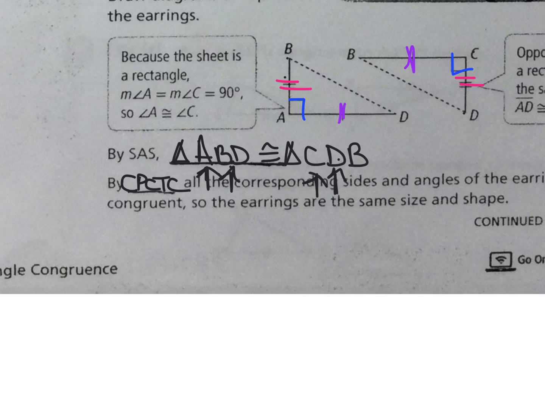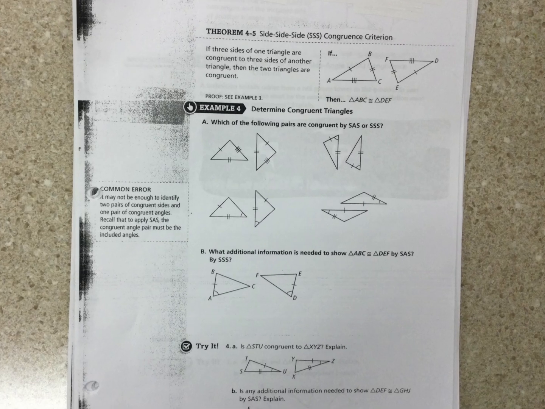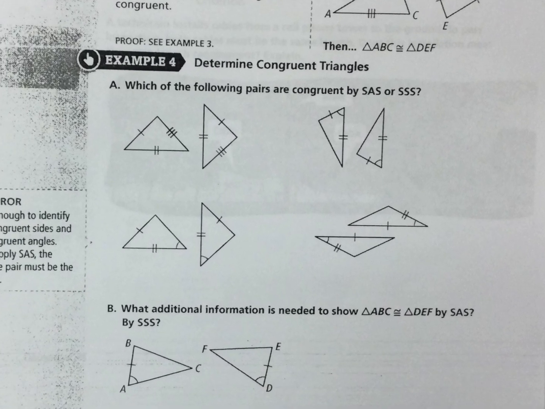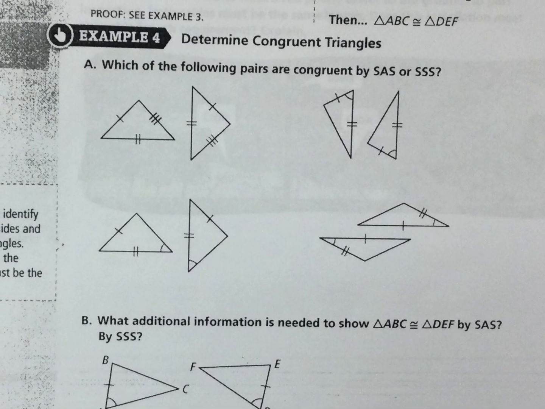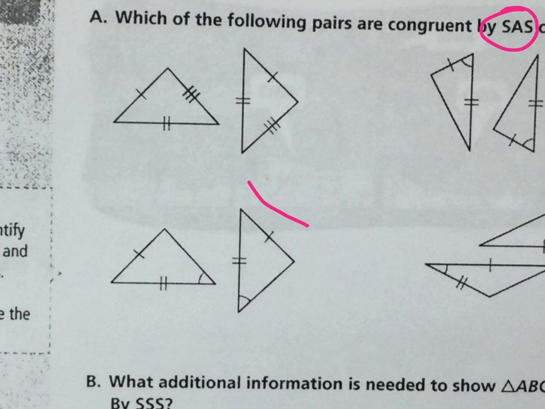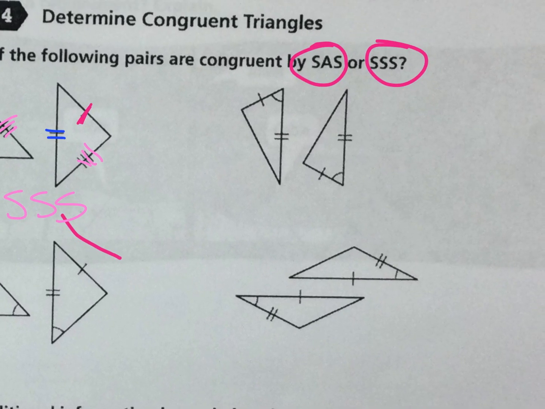Now, what's next? So the next one is side, side, side. And you can see the marks here. So our example is going to be which of the following pairs are congruent by side, angle, side, or side, side, side. So if we look here, I've got side, and side, right? So here, I have side, I have angle, and I have a side.